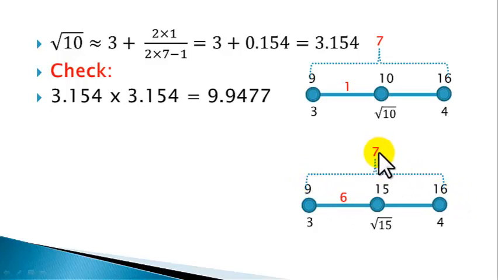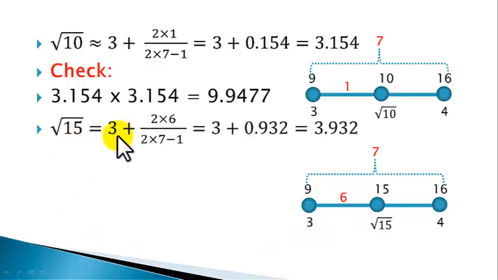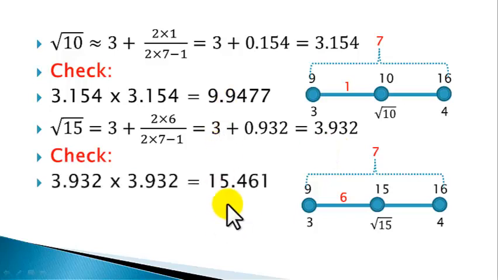Putting d equals 7, m equals 6, and x equals 3 into our formula, we obtain the square root of 15 to be equal to 3 plus 2 times 6 all over 2 times 7 minus 1. This is equal to 3 plus 0.932, which equals 3.932. Check. Multiplying 3.932 by itself gives 15.461. This indicates that our formula overestimates the square root of 15.